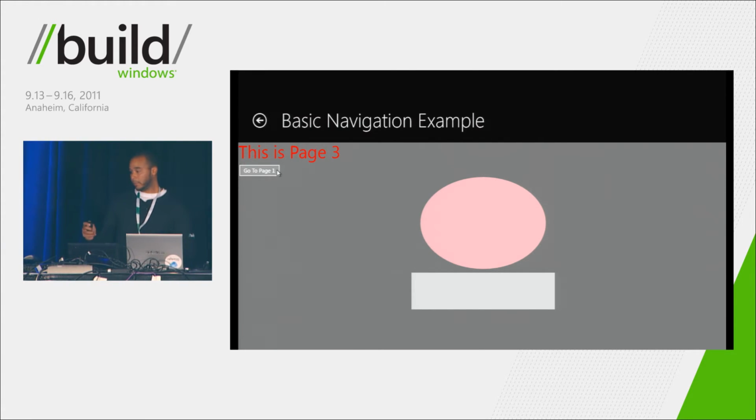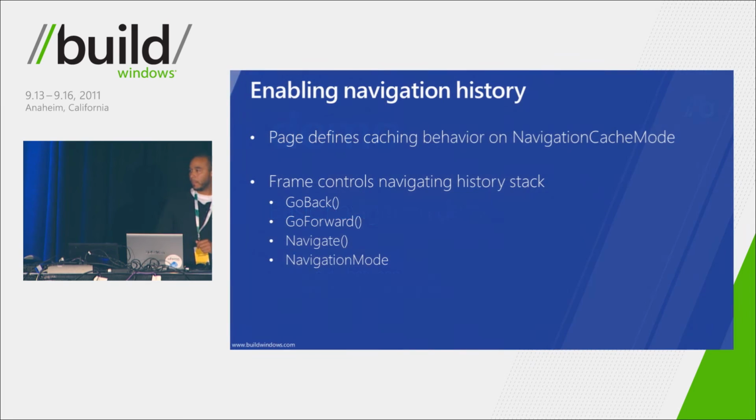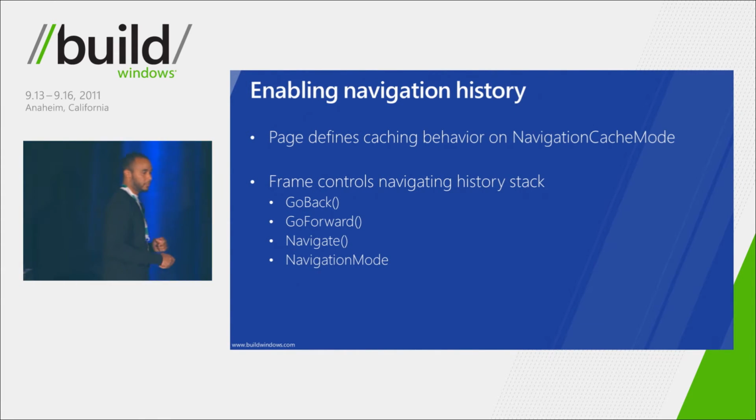So if I quickly jump back into a slide. Navigation history. What you saw is the ability to go forward. I explicitly navigated from page 1 to page 2 to page 3. But all that back button does is say, hey, can you go back? Then go back. Can you go back? Then go back. If you can't, that's where I stumbled a little bit. If I'm on page 1, there's nowhere to go back to.